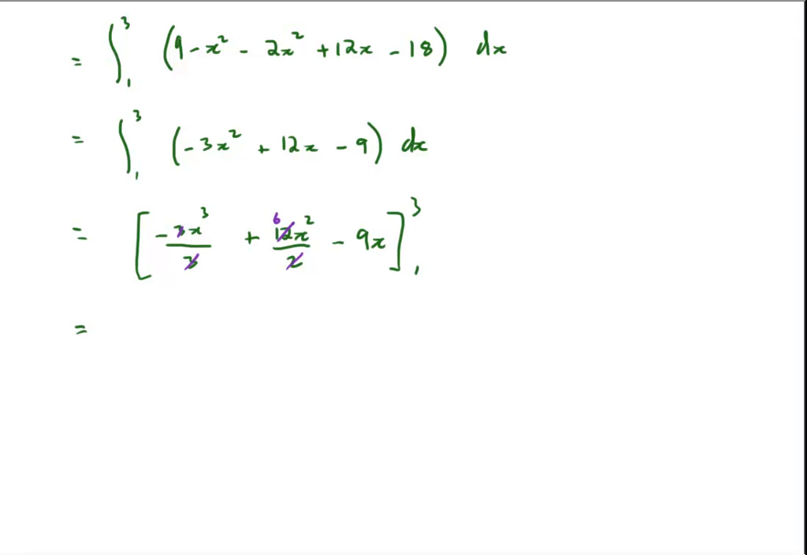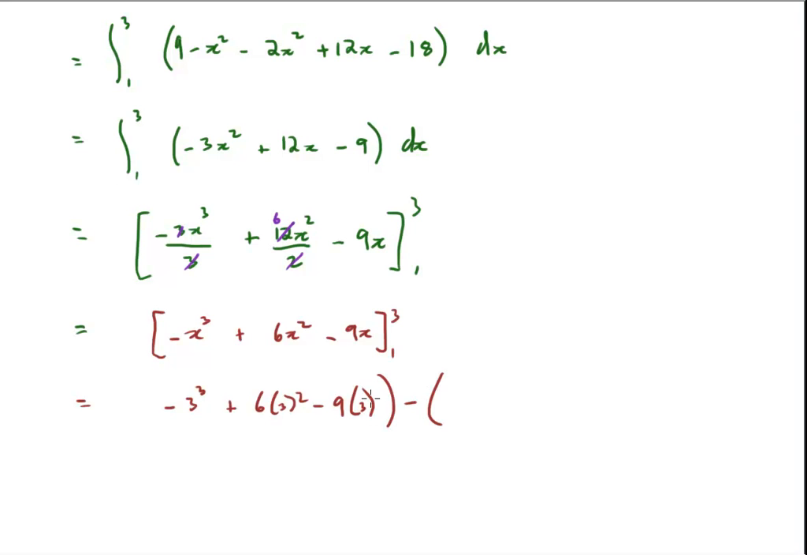I'll take a different colour. -x cubed plus, now we've got 6x squared, take 9x, and those limits of 1 and 3. We've simplified that as far as we can go, so we can substitute in now. Notice this isn't -x all cubed, this is the negative of x cubed, which is subtly different. So we're looking at whatever the result of 3 cubed is, it needs to become negative, adding on to that 6 lots of 3 squared minus 9 lots of 3.